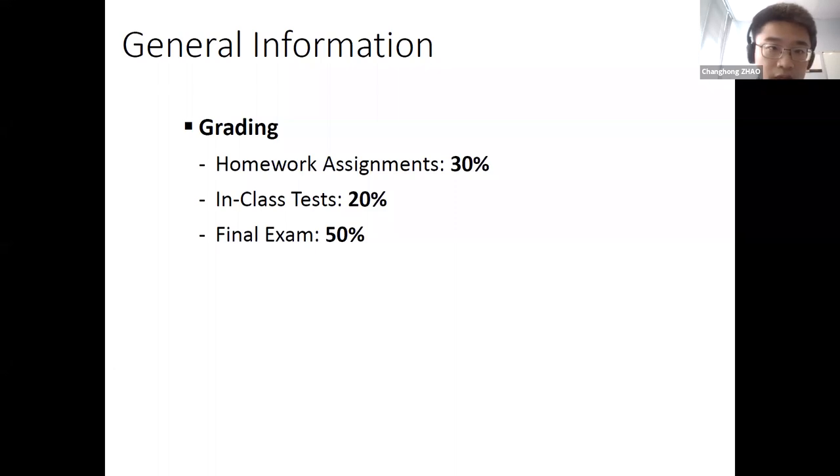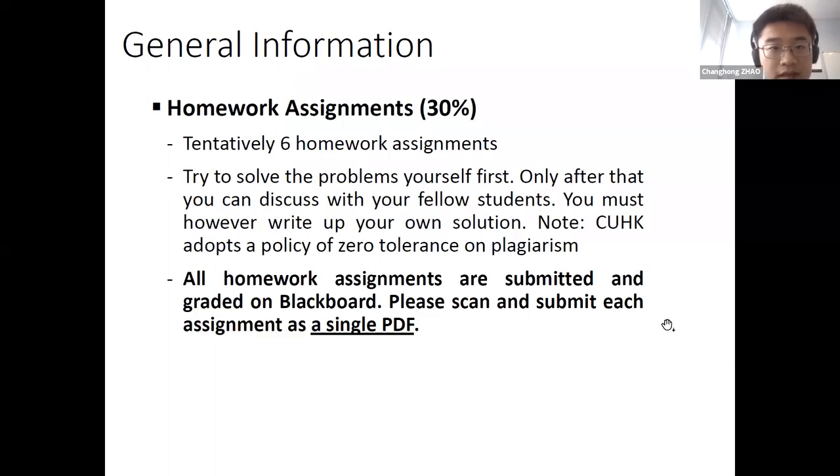The grading system for this class: we will have homework assignments, in-class tests, and a final exam in December. Homework assignments count for 30%, in-class tests 20%, the final exam 50%. In this term, we will have tentatively 6 homework assignments. It means each will account for about 5% of your total grade.